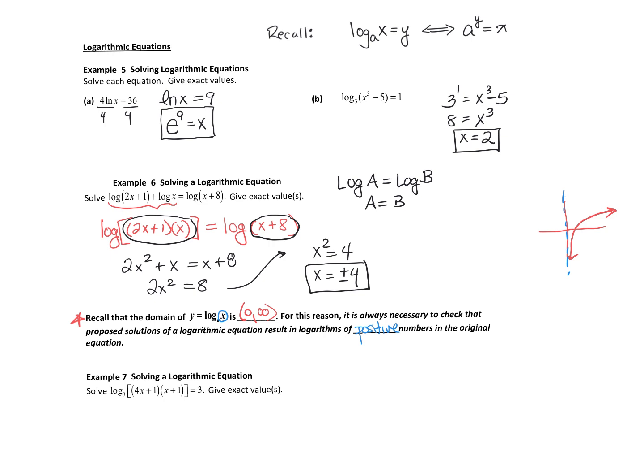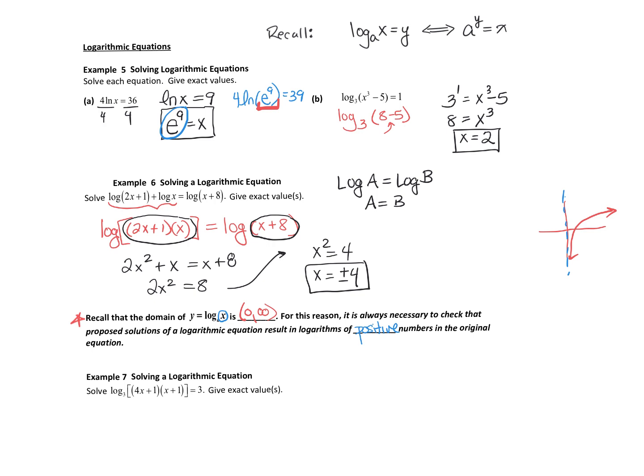So let's go back to our first one. Notice that e to the 9th is a positive number. I want to make sure that when I plug this in, e to the 9th, I'm not trying to take the log of a negative number. This is a positive number, so we're okay. Similarly here, if I put 2 in, I'll have log base 3 of 8 minus 5. That's 3, and we can take the log of 3 because it's a positive number.